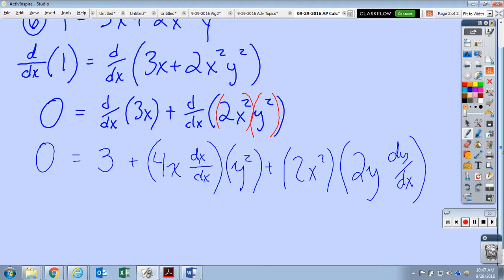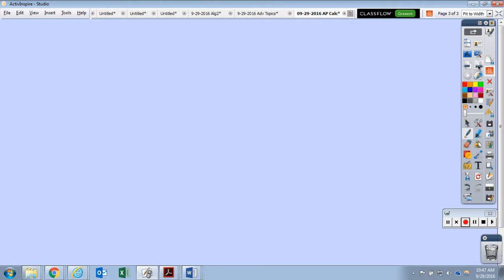So this d over dx, this is saying take the derivative of this with respect to change in x. So this means take the derivative of this with respect to x. Okay, so you've been doing it the whole time. You just didn't think about it. Let me show you what I mean.